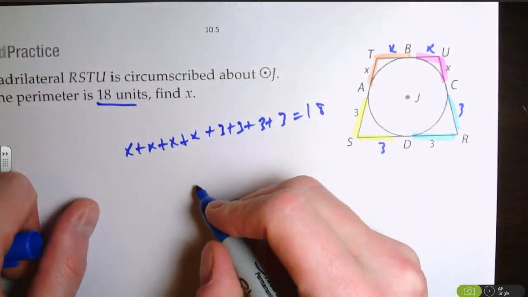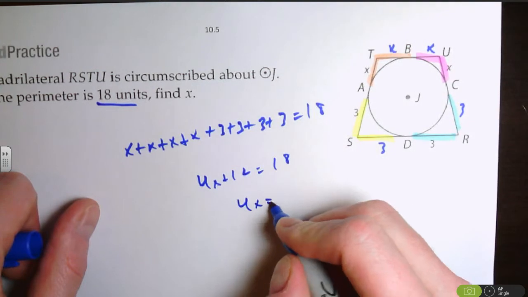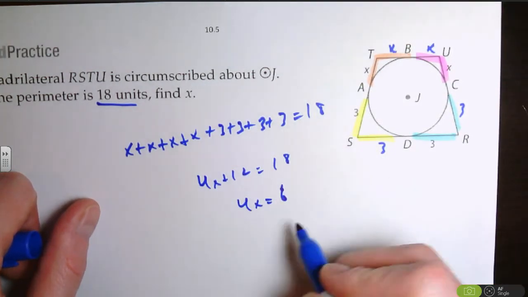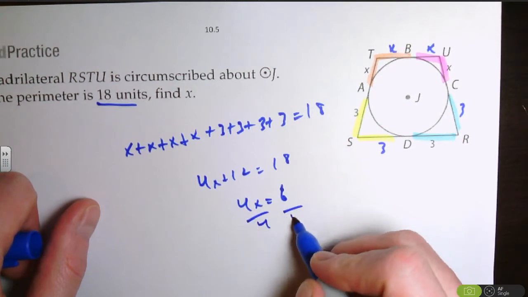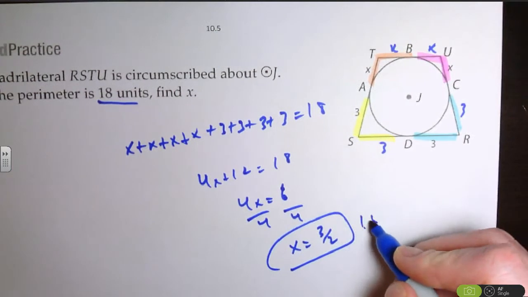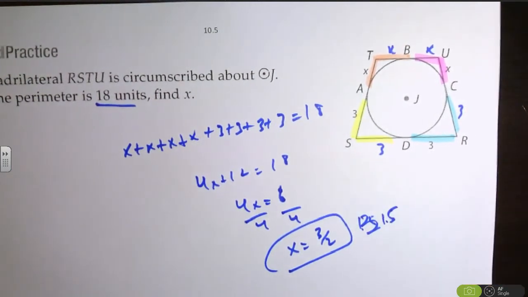So you got 4x plus 12 is 18. Subtract 12. Is that right? Yeah, 4x plus, yeah, 12. Then divide by 4. x is 3 halves, or 1.5. Let's make that look like 1.5. There we go. Okay, so first example.